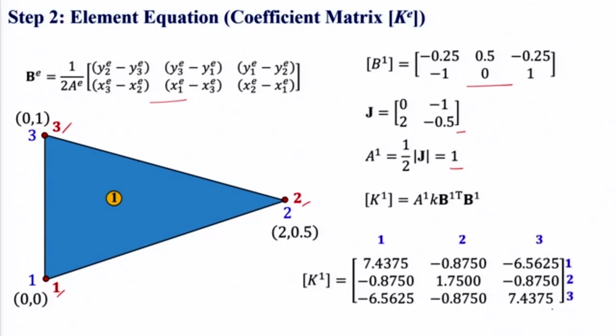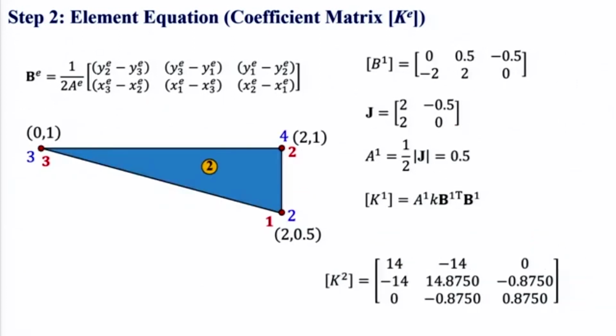Now this is with respect to the global node number, shown in blue, and if we write the node number at the element level, this will be 1, this will be 2, this will be 3, and this is 1, 2, and 3. Red color shows the node number at the element level, and the blue shows the node number at the global level.